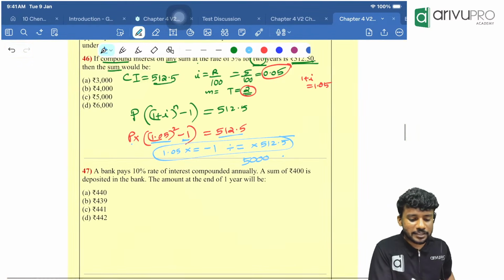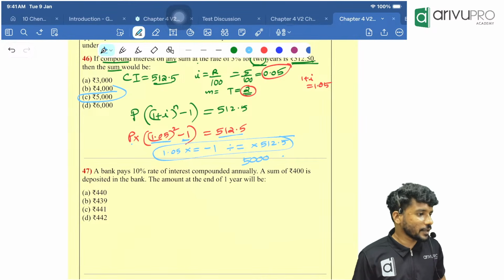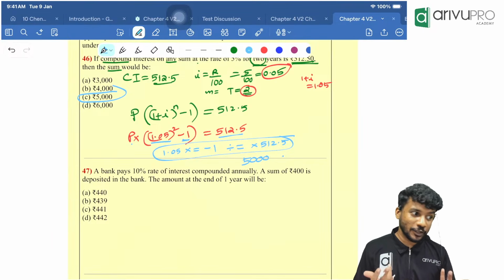Which option is the answer, people? C. Understood the method? Yes. So whatever is given, use the formula, you will get the answer.